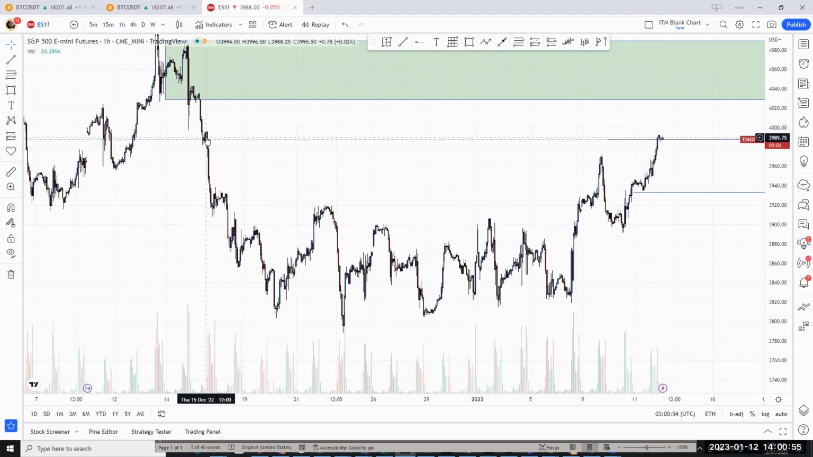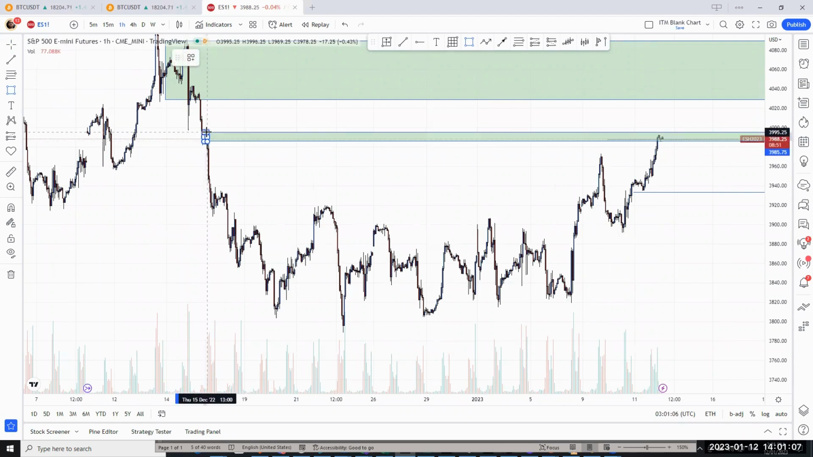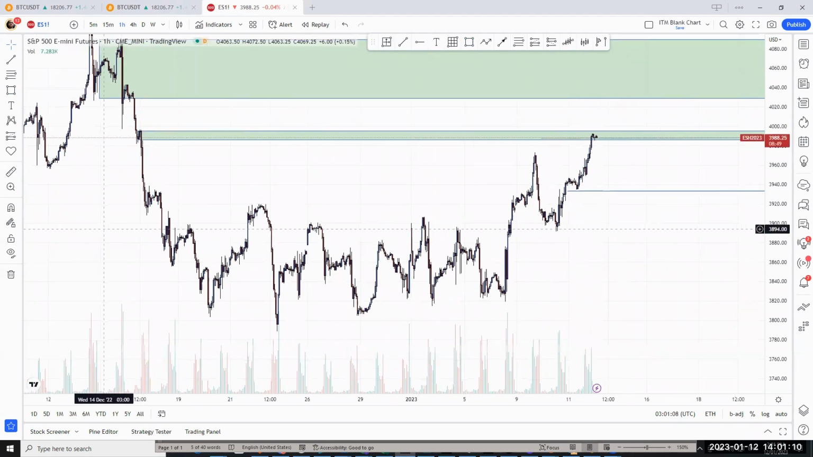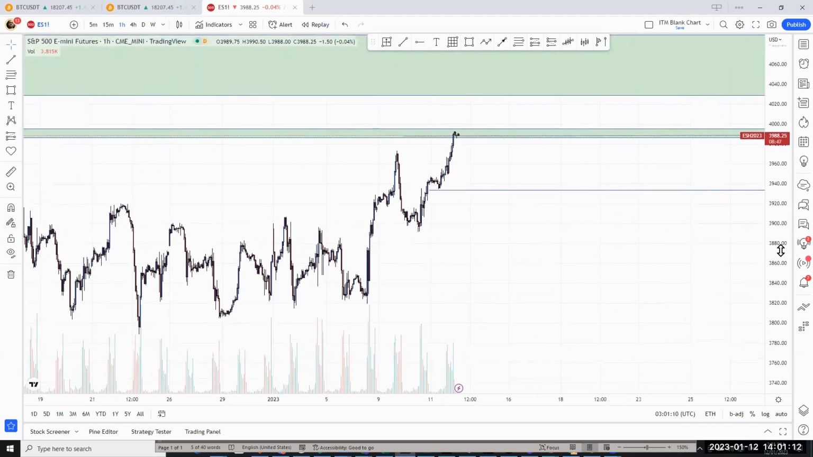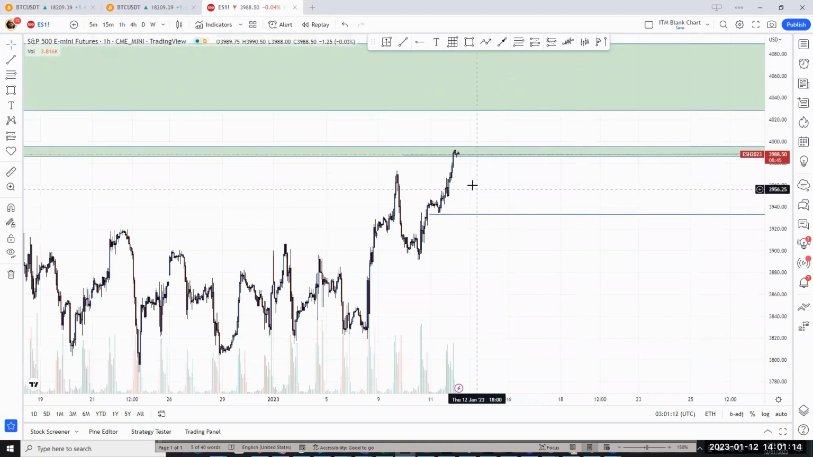So it's coming up right into this supply zone. As you can see, very, very nicely, it's coming into this supply zone, which was created on the 15th of December. And I didn't create this supply zone, right? It was there on the 15th of December. How the market is reacting is exhibited in this chart.